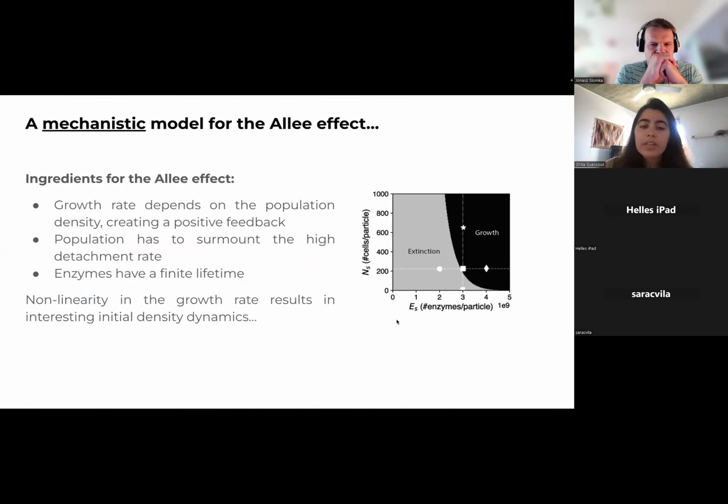And there's just a few ingredients that are necessary to produce this Allee effect, which I've shown you in the 2D toy model. To summarize them, we need this dependence of the nutrient structure. So the growth rate of single cells has to depend on the density of cells and therefore on the density of enzymes. And we have a high detachment rate, so the population has to surmount this high detachment rate by generating enzymes fast enough. And the other interesting feature that generates interesting dynamics from a very simple model is that we have enzymes that have a finite lifetime.